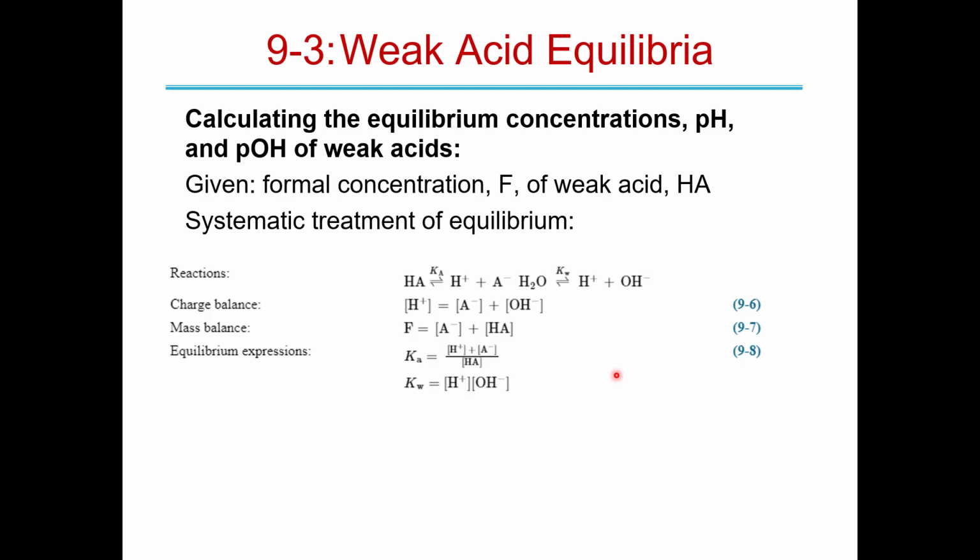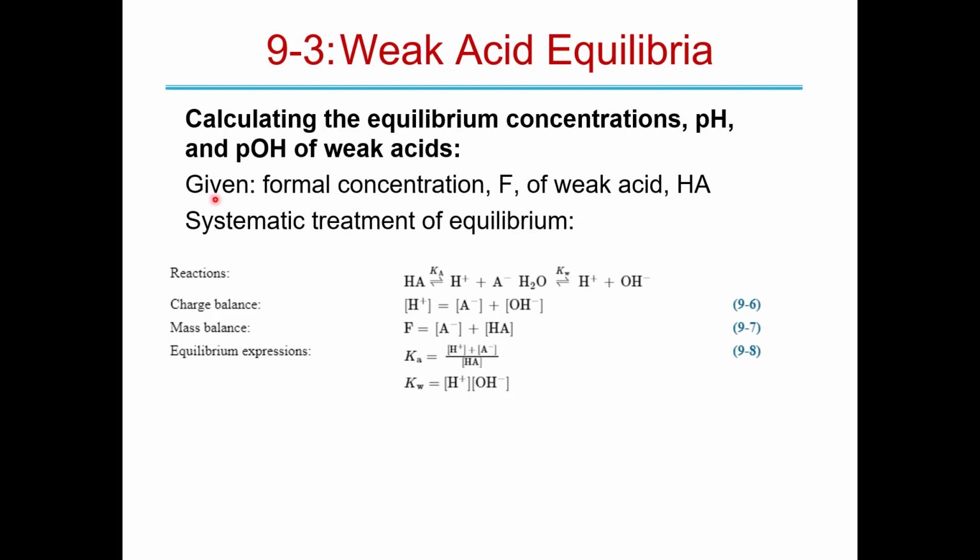All right, so moving on, since we've already talked about how we calculate pH and pOH and concentrations for strong acids and bases, how do we do that same thing for weak acids or weak bases? We want to be able to calculate the concentrations at equilibrium of all the species that might be in our solution, as well as the pH and the pOH.